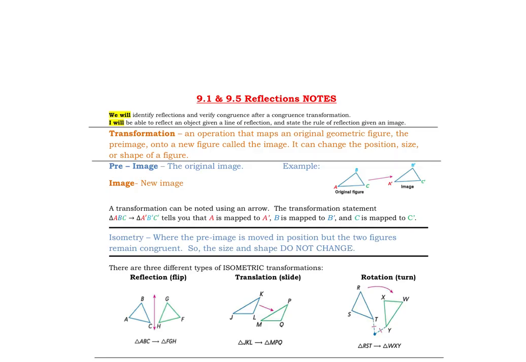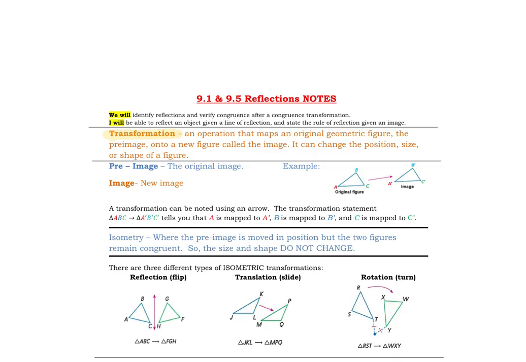this unit. Okay, so transformation is the operation that maps an original geometric figure. We're going to call that the pre-image onto a new figure. We're going to call that the image. We're going to change its position, size, shape of a figure. Okay, so just some keywords to go over here. So the transformation, that's what all of chapter 9 is going to cover, different transformations. We're manipulating shapes in different ways.